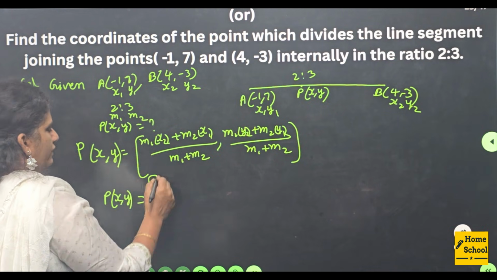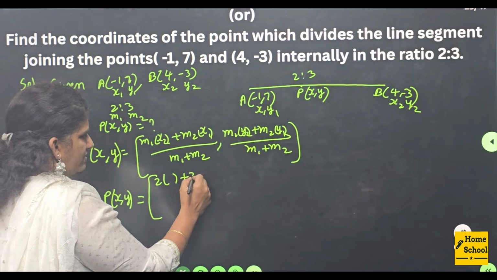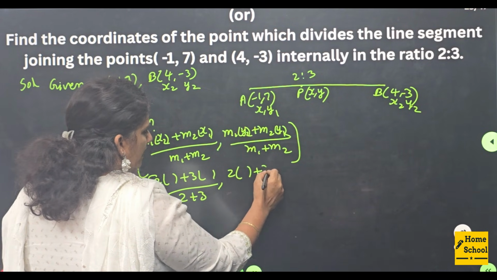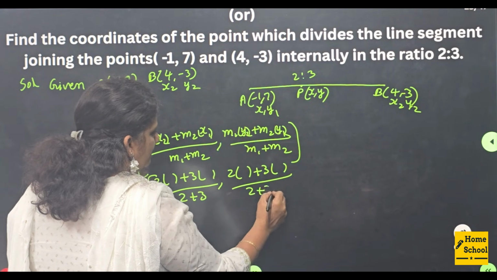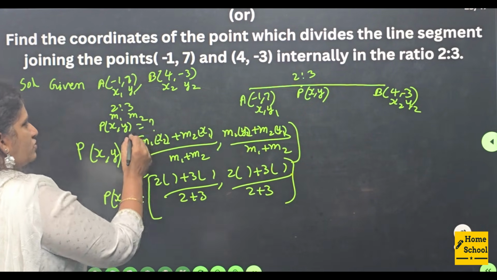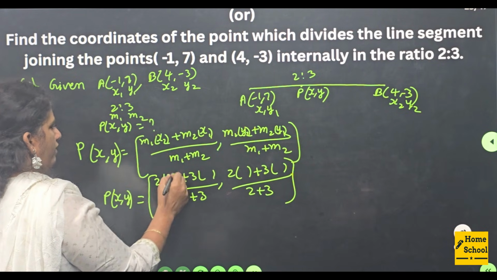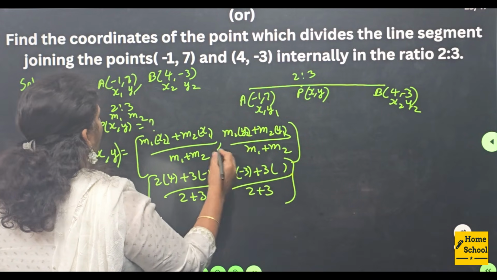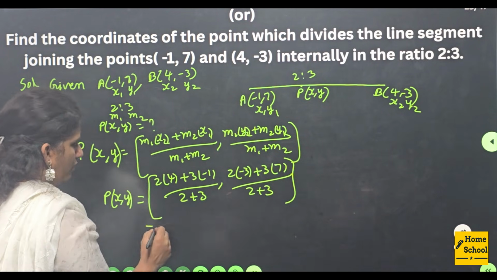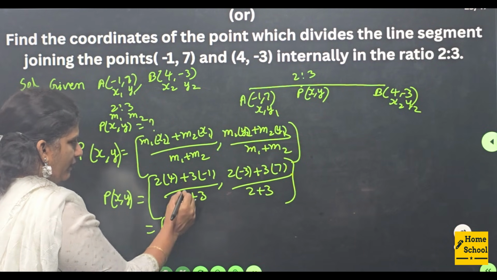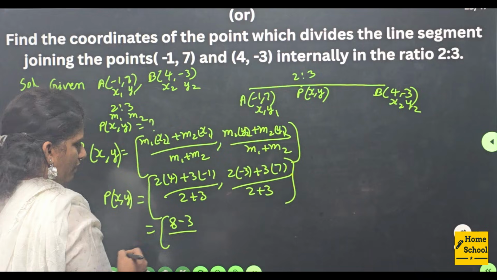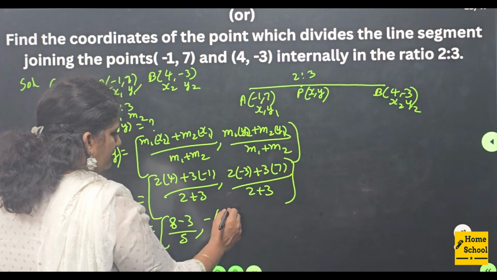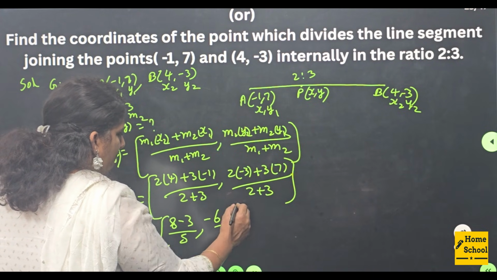m1, m2 is 2 and 3, right? 2 into plus 3 into by 2 plus 3. Now x2 value is 4, x1 value is minus 1, y2 value is minus 3, y1 value is 7. 2 4s are 8, plus into minus minus 3 by 2 plus 3 is 5 comma minus 6 plus 21 by 5.